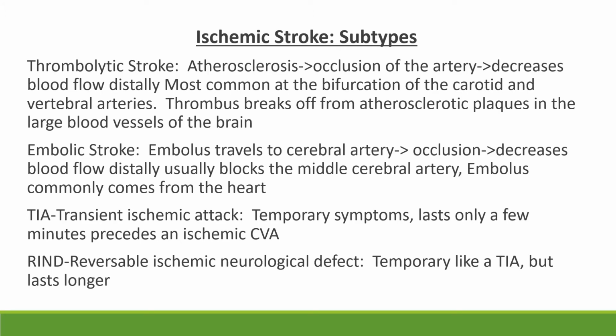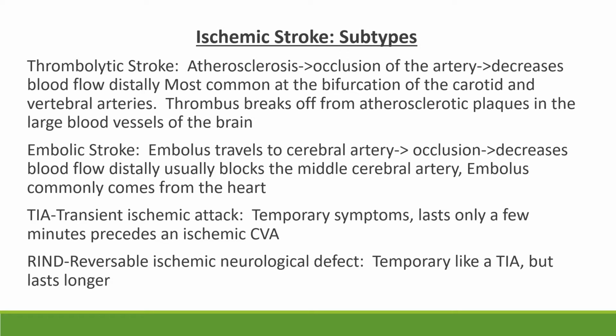The different types of ischemic strokes, or their subtypes, include thrombotic stroke. This is where you have atherosclerosis, then you have occlusion of the artery. It decreases the blood flow away from that clot. This most commonly happens at a bifurcation or branching out of the carotid and vertebral arteries. So basically, a thrombus breaks off from the plaque, and it travels and then it occludes some area in the brain. Embolic stroke, this originates from a blood clot or an emboli.